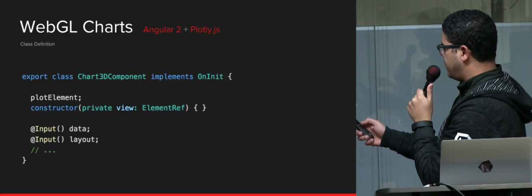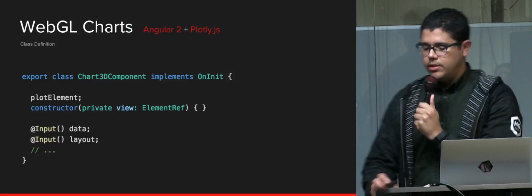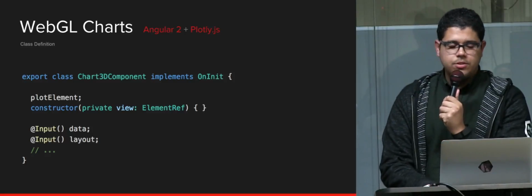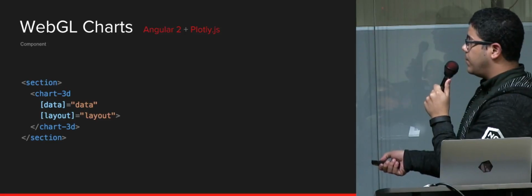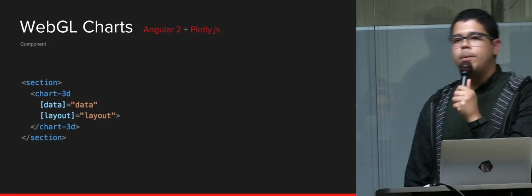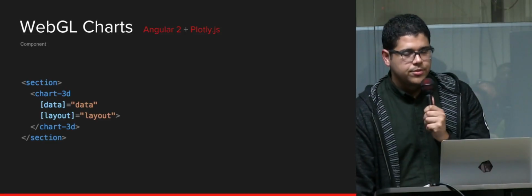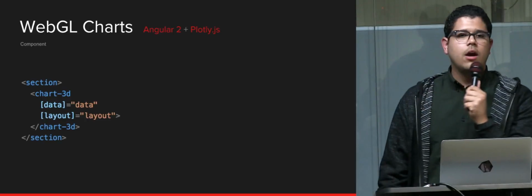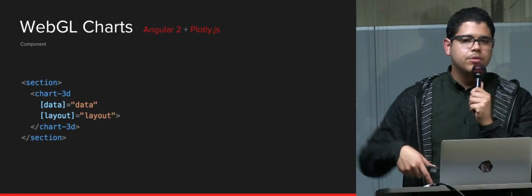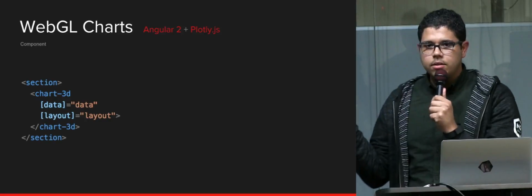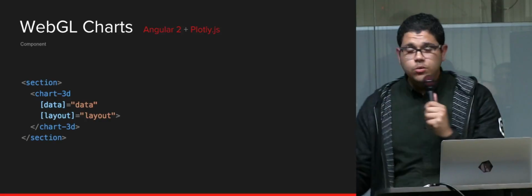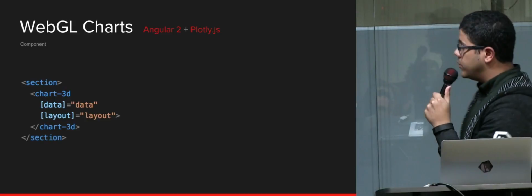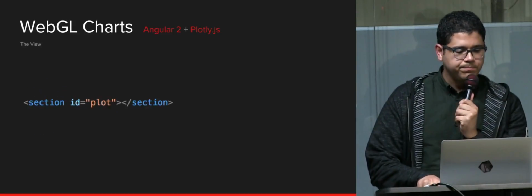Then we have two inputs, data and layout. And remember, these inputs are exactly how we are passing data to the components. Components have inputs and outputs. These components that you're seeing today are all about passing inputs. They're not emitting any outputs or any events that we should be listening to, but that's totally something that Angular 2 can handle and was designed for.